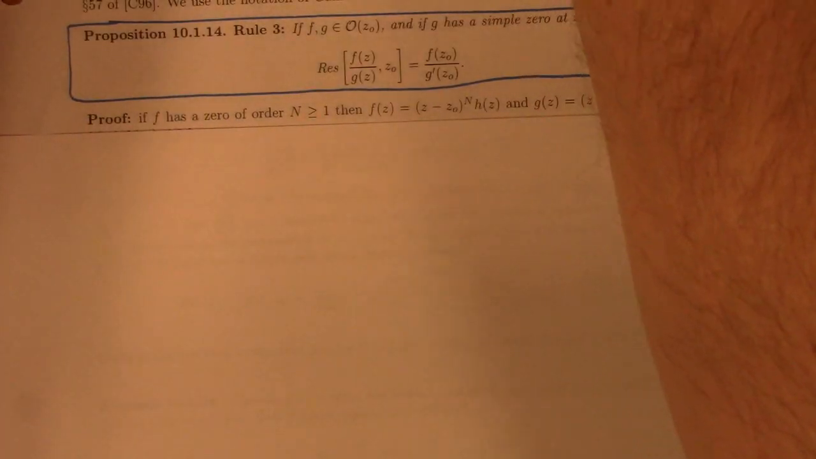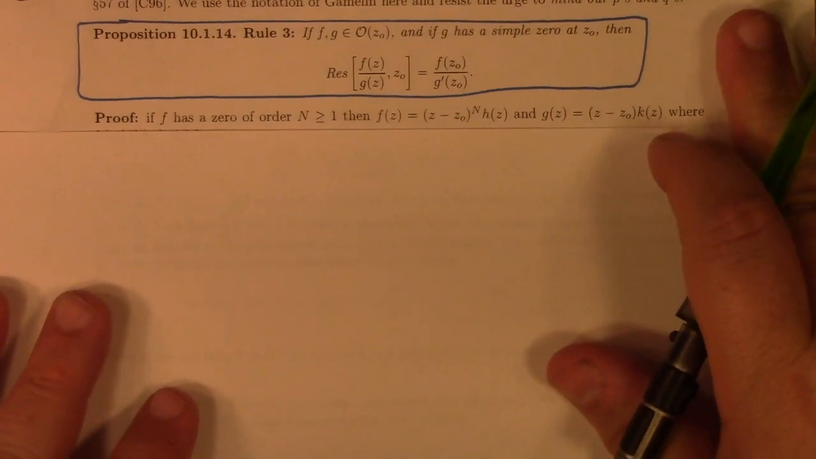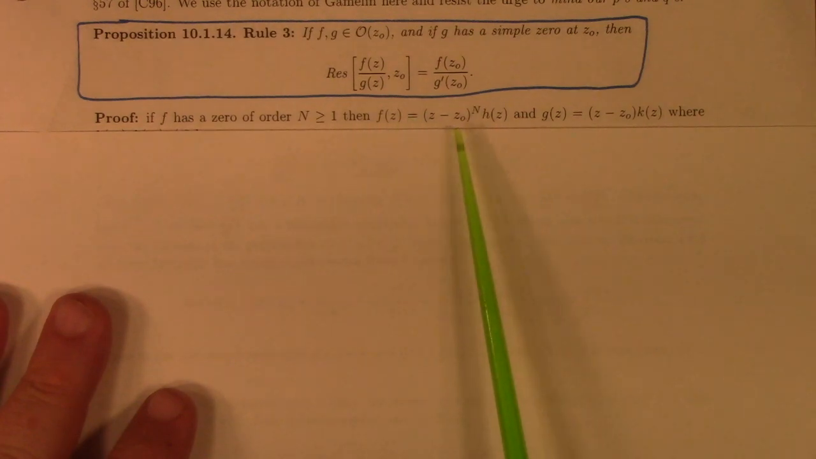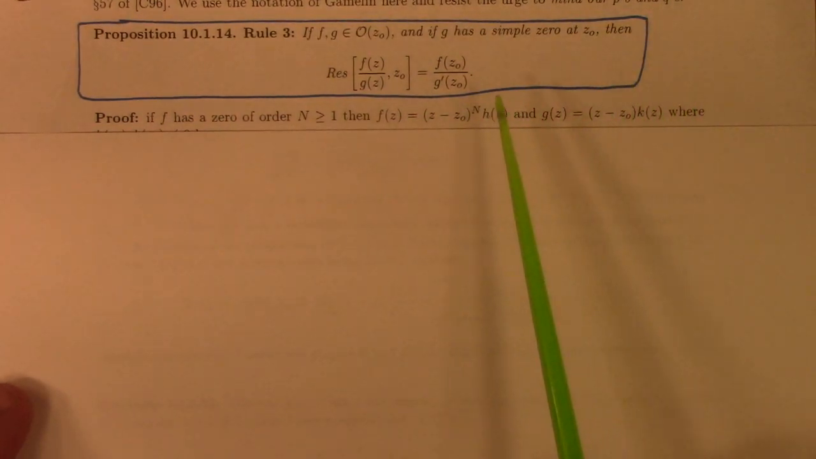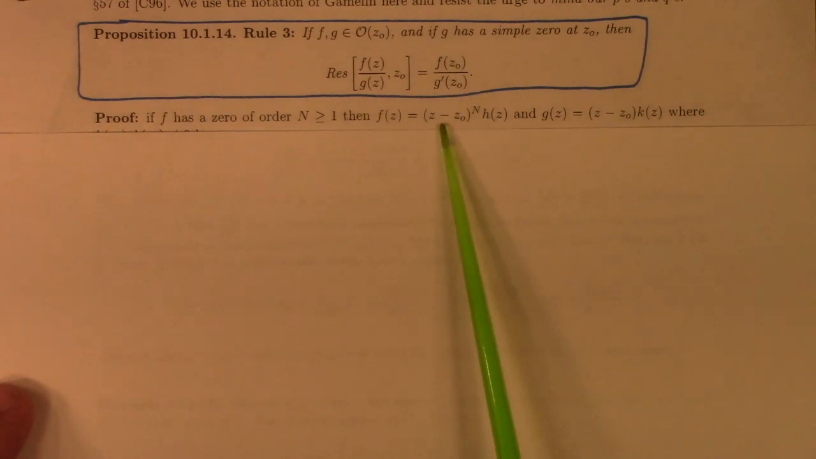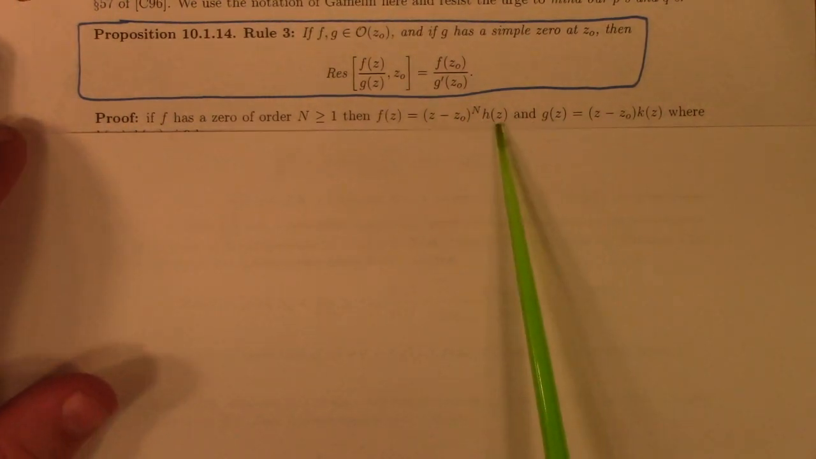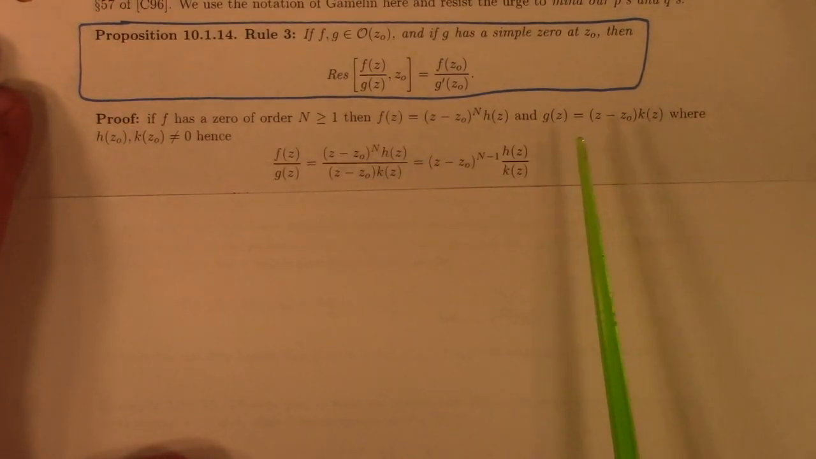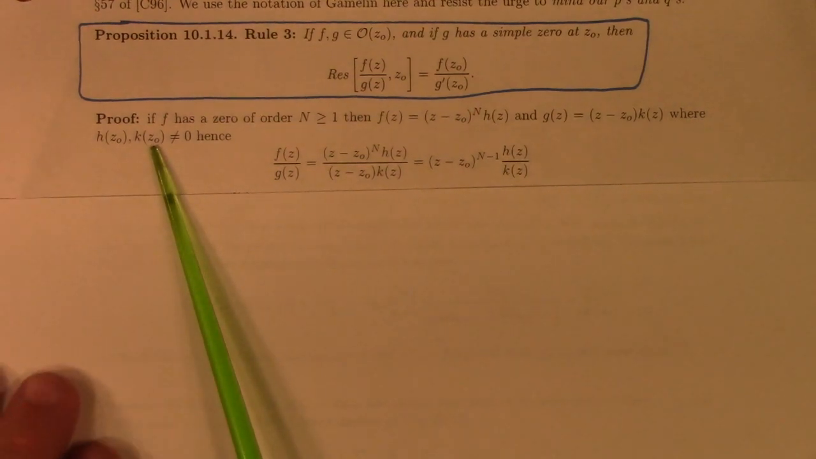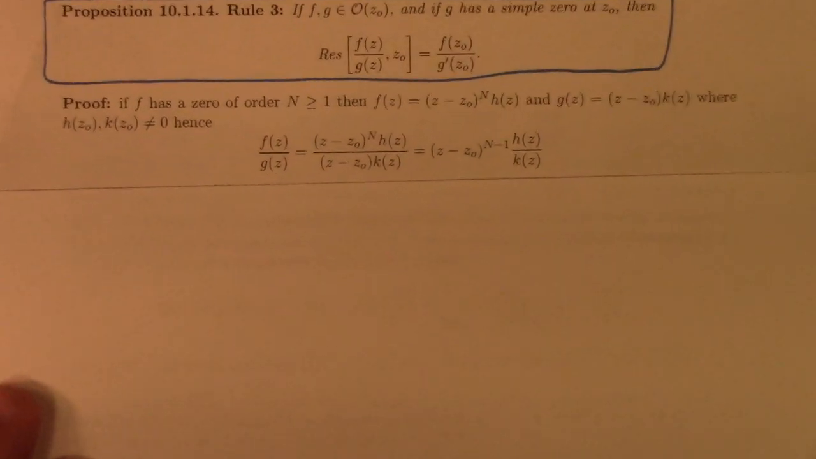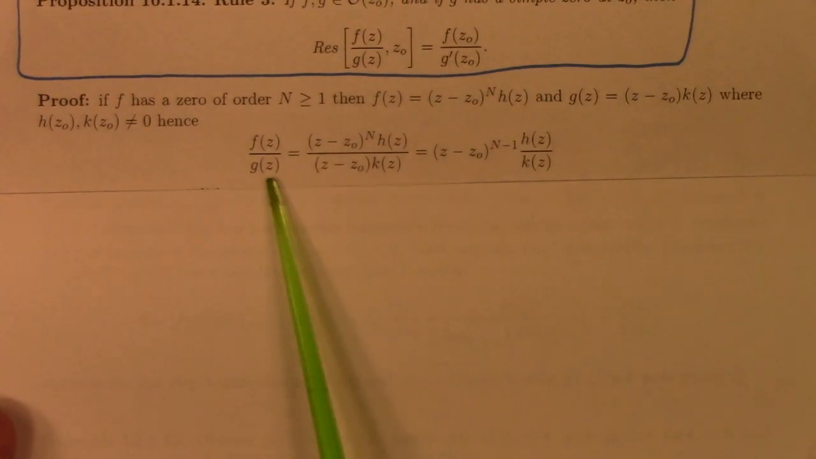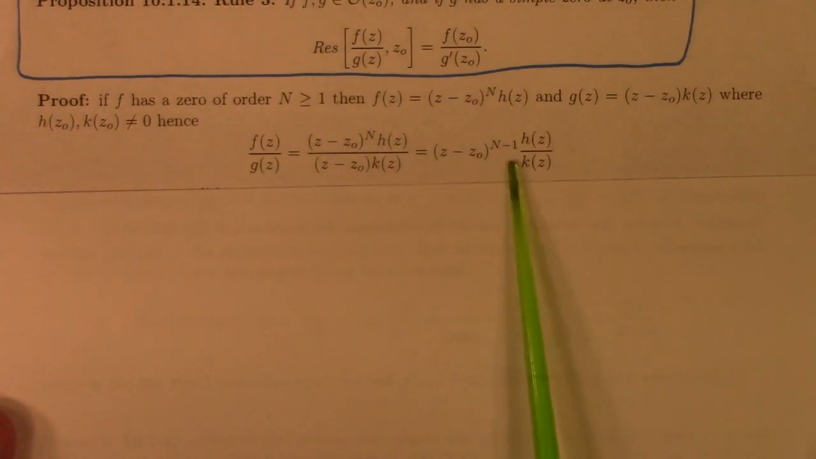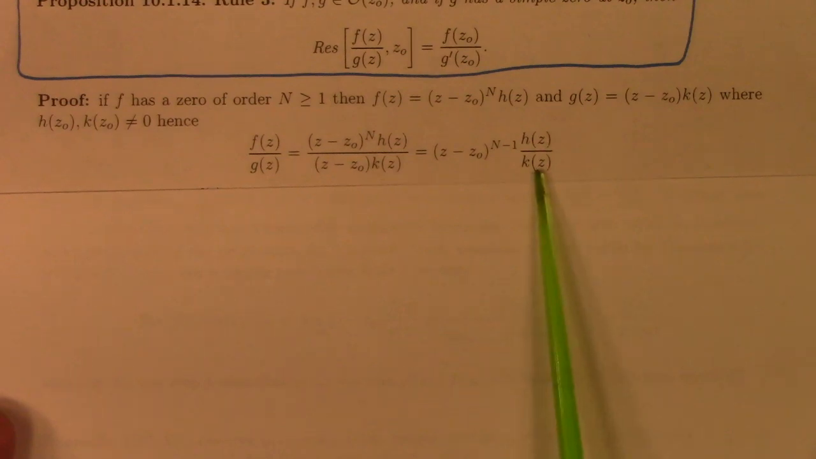All right, moving on here. Suppose F has a zero of order n, larger than a simple or double or triple zero. If that's the case, then we can write F of z as (z minus z naught) to the n times H of z, where H of z is non-zero at z naught. And G of z, of course, is (z minus z naught) times K of z, where both H of z naught and K of z naught are not equal to 0 by construction. But then the quotient of F and G is given by this: (z minus z naught) to the n minus 1 power, times the quotient of H and K.